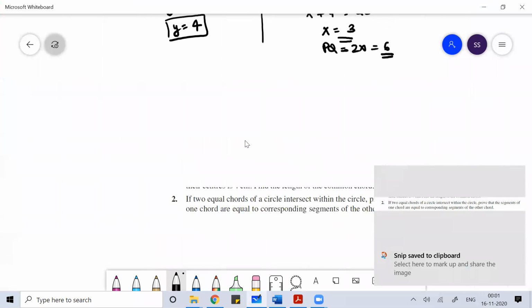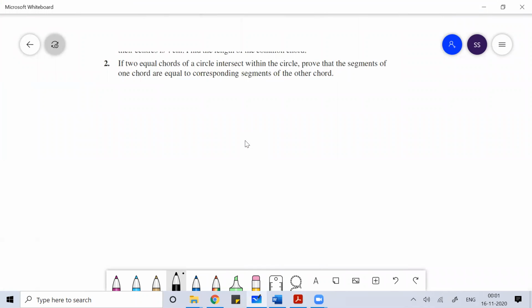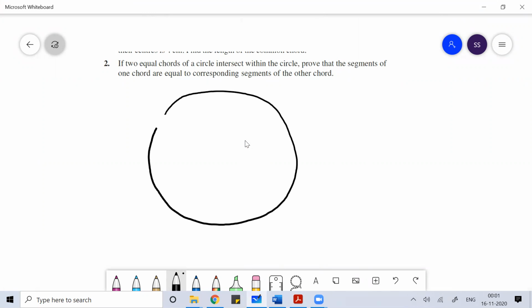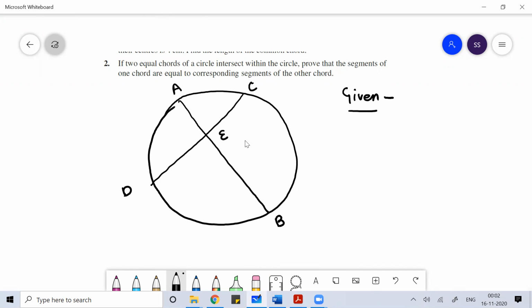Going further, if we see this question number 2: if two equal chords of the circle, suppose this is AB, this is CD, and suppose this is E. So here it is given that if two equal chords, AB is equal to CD, this is given to you, intersect within the circle. Okay, so they are intersecting at E. To prove that the segments of one chord are equal to the corresponding segments of other chord.